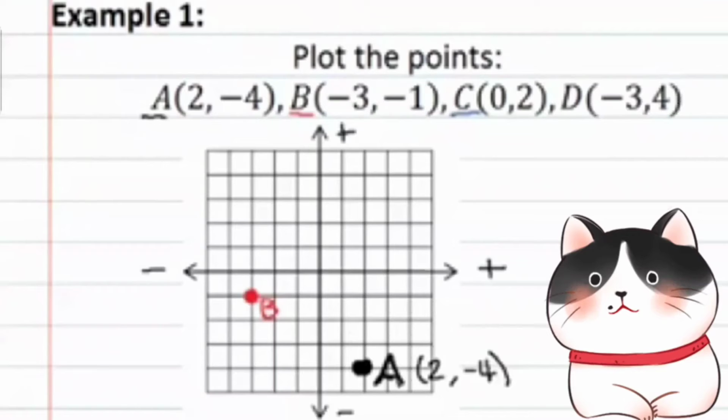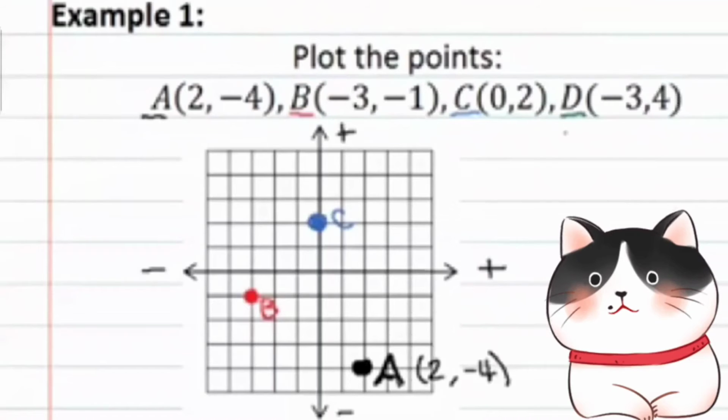Next, we will plot C. C has 0 for the x value. 0 for the x value means that you do not move from the origin in the x direction. 2 for the y means we will go up, or in the positive y direction, 2 places. Once we are there, we draw our point and label it C, remembering that the counting spaces are not part of the graph.